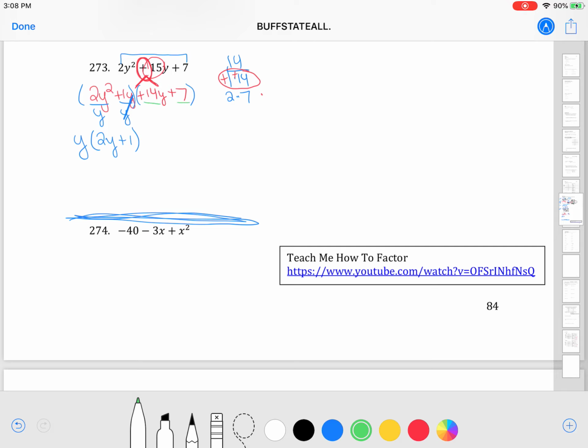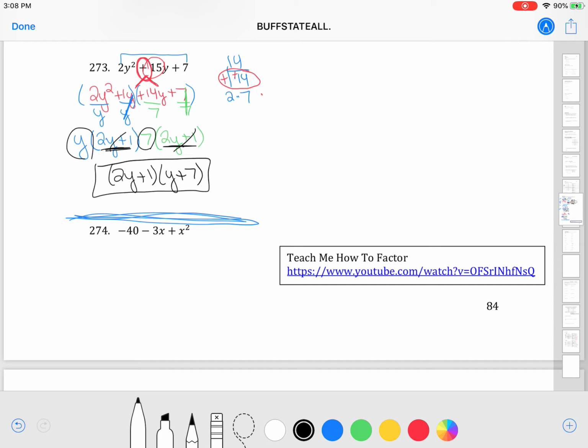My GCF of the next group between 14y and 7 is 7, so I bring that 7 down. 14y divided by 7 is 2y, and 7 divided by 7 technically cancels, but you have to replace it with a 1. Or think of it as 7 divided by 7, it's just 1. These match up, which is awesome. That tells me my answer is 2y plus 1, and then that y plus 7 that's left over comes down together in one set of parentheses.